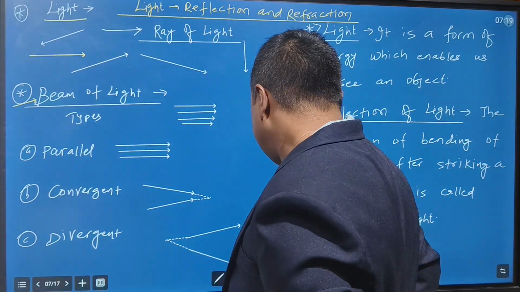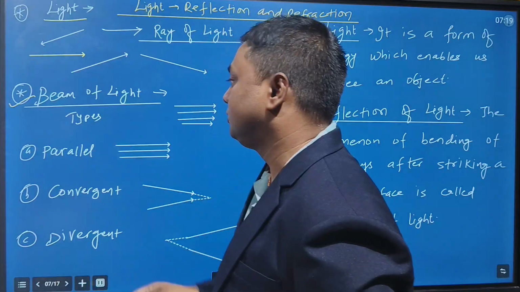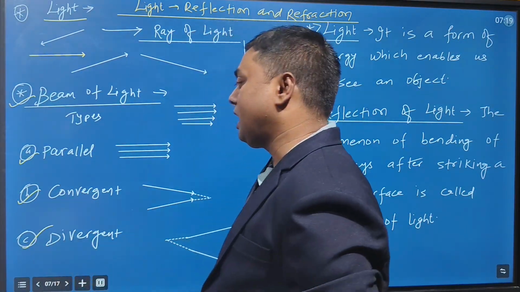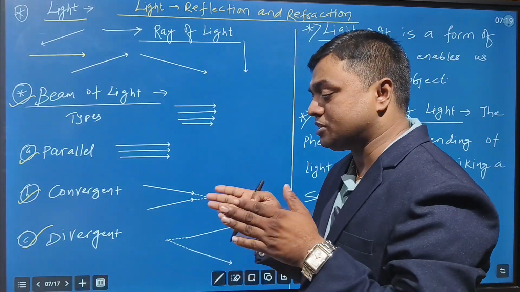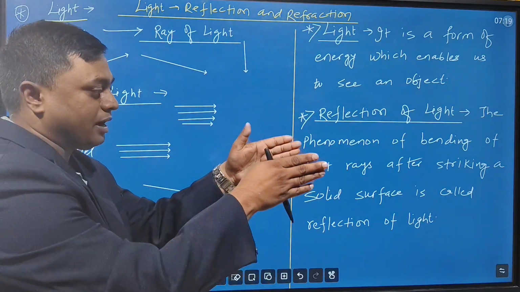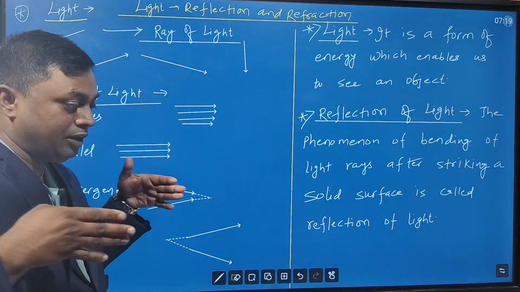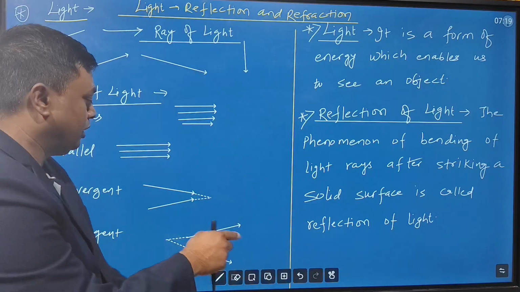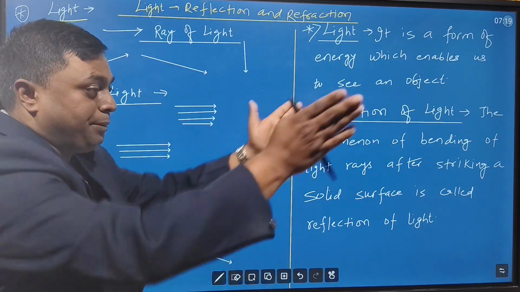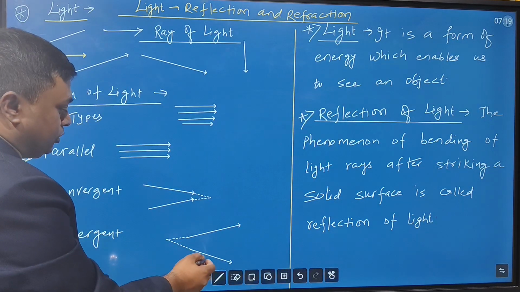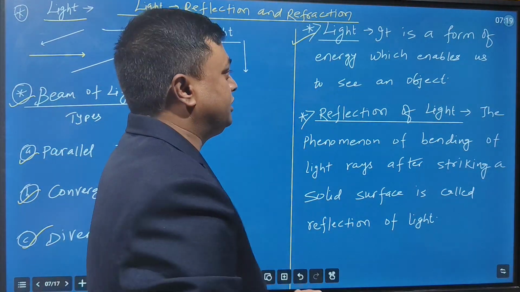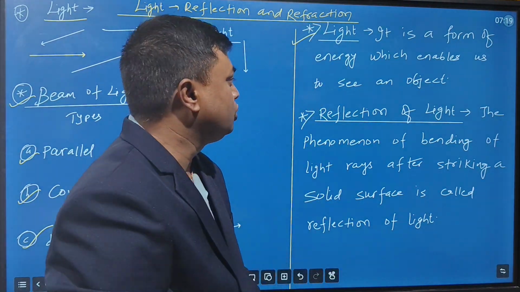We talk about beam of light. A group of light rays is called a beam of light. It is of three types: parallel, convergent and divergent. Parallel beam of light rays means the light rays will not meet at any point. Convergent means they will meet at any point. And divergent means like this: light rays will appear to meet if you produce them backward. So light rays will appear to meet at this point. Here you can see the definition. Light is a form of energy which enables us to see an object.